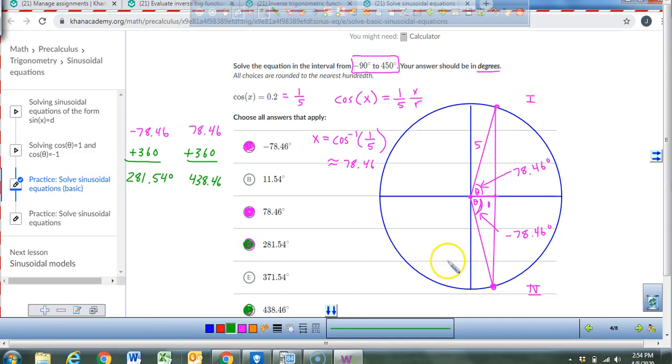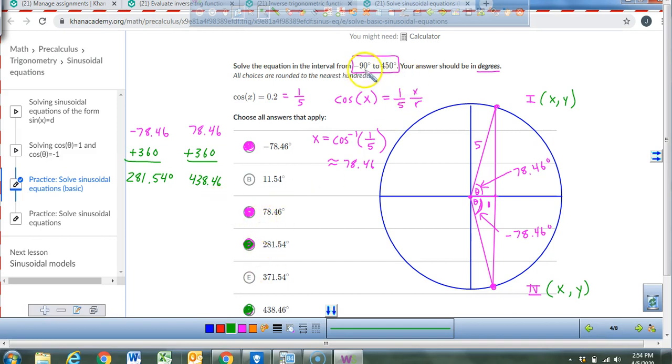So what did you have to do? A quick little review. We had to find theta. We needed to understand that cosine 0.2 could either be in the first quadrant or the fourth quadrant, because remember, in the first quadrant your x value is positive. In the fourth quadrant your x value is also positive. So 0.2 could either be in this quadrant or this quadrant. That's why we got the 78.46 and a negative 78.46. Then we just added 360 to get the other two answers.